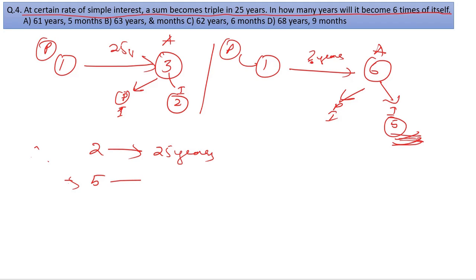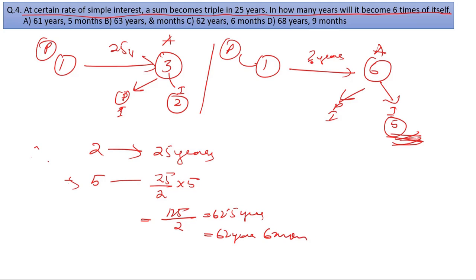in the second part of the question, we need this interest. So for rupees 5, we will get 25 divided by 2 into 5. 25 into 5 is 125 divided by 2 equal to 62.5 years. That is 62.5 years is 62 years and 6 months. So the unknown years is 62 years and 6 months. That is option C is correct.